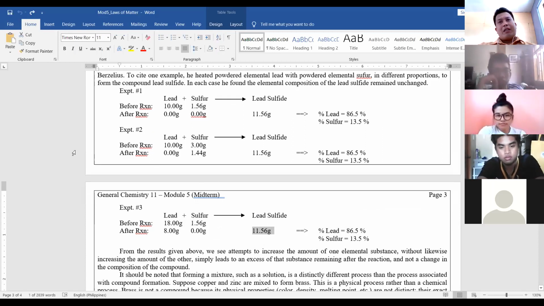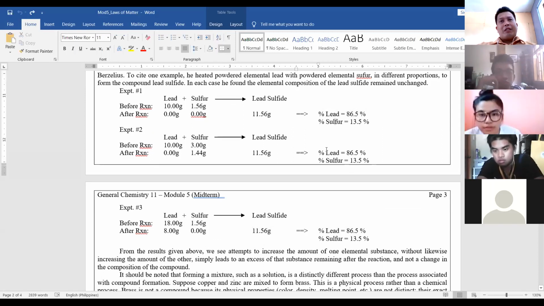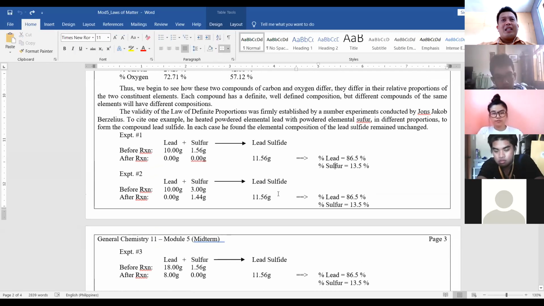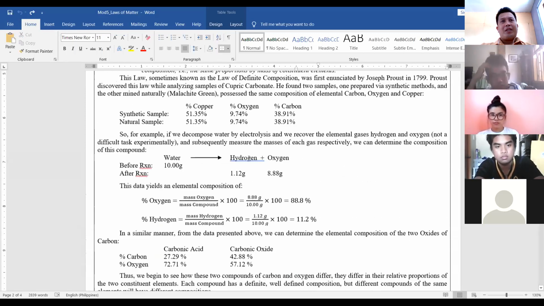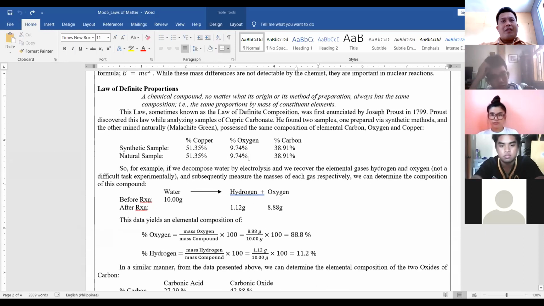And looking closely at the three experiments, we have the same percentage composition of lead and sulfur all throughout the three experiments. Thus, this tells us that even if we add or subtract the proportion or the mass of one element to another, it will still give us the same percentage composition in our end compound. Thus, this is telling us the law of definite proportions.